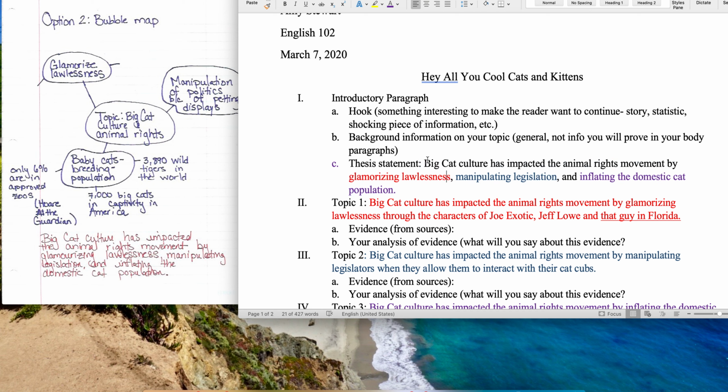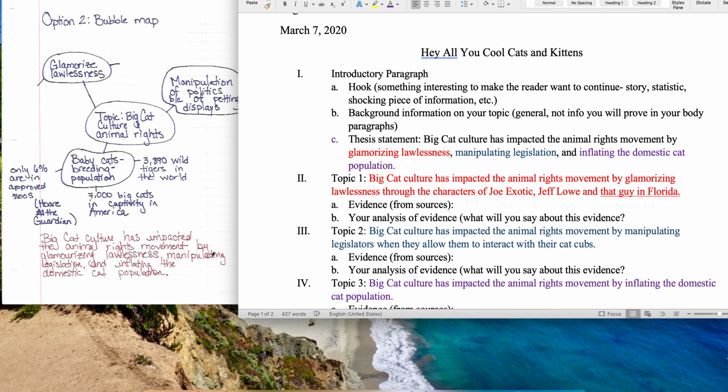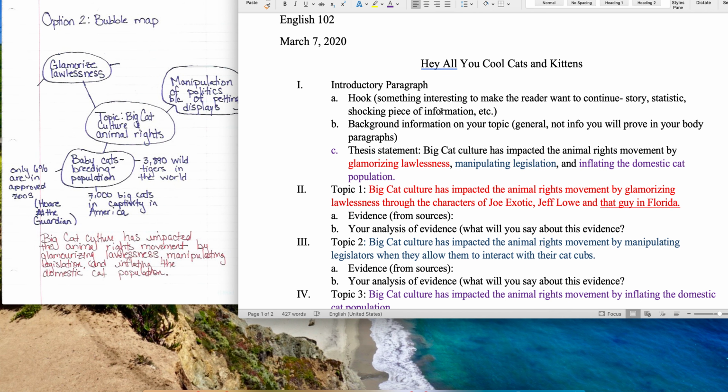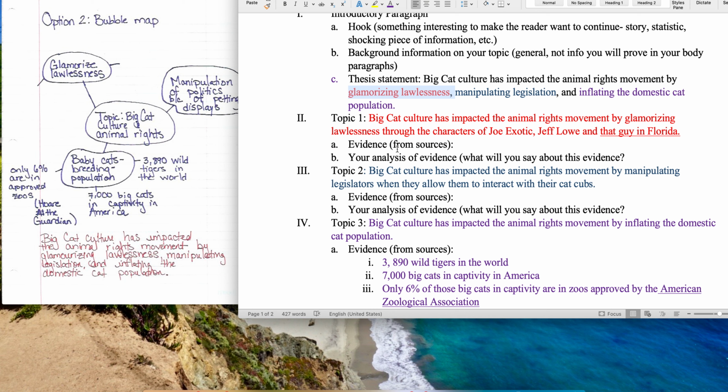I have written the thesis, and then I color coded the first point in red, the second point in blue, and the third point in purple. Those points are taken straight from these circles here. Then for each of the paragraphs, I have color coded my topic sentences in the same color as they were in the thesis statement. So for each of your paragraphs, you should have a topic sentence that matches the wording in the thesis statement. That continually ties your paper back to the thesis statement.